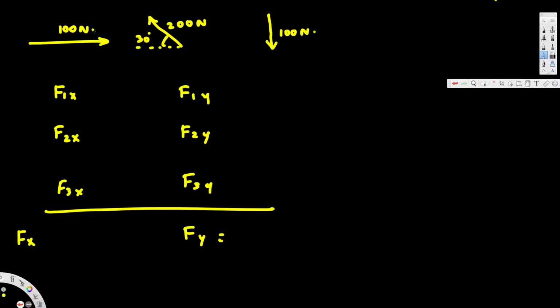For f1x, we only have the x component, right? So we have the x component, that is 100 Newton. Since we don't have any angle or anything, the y component is 0.